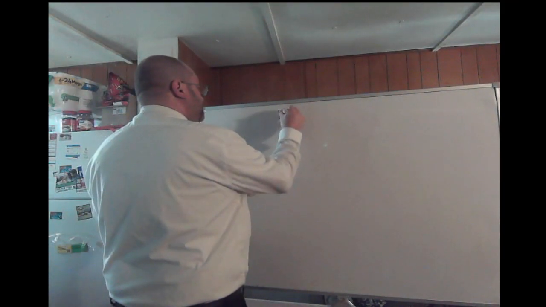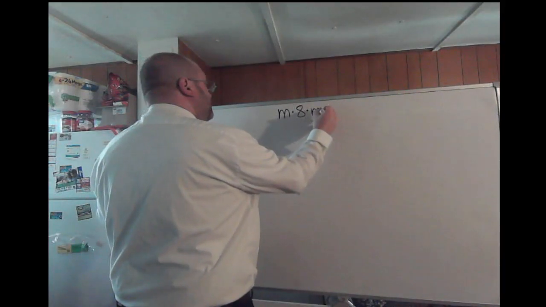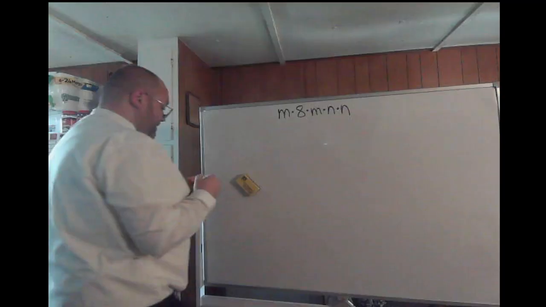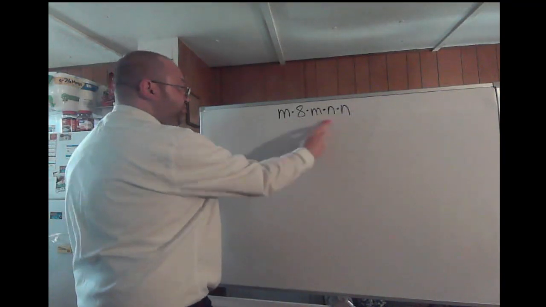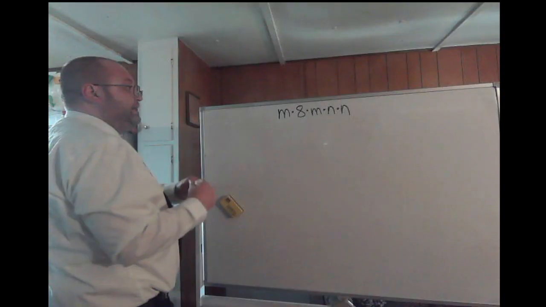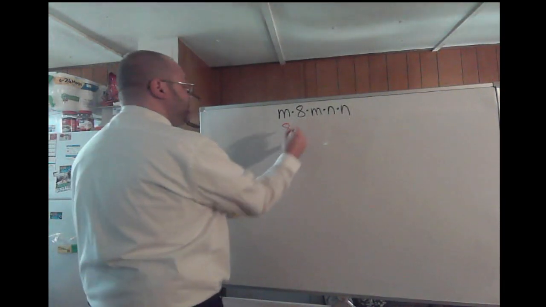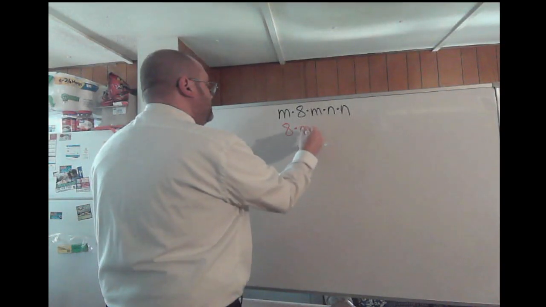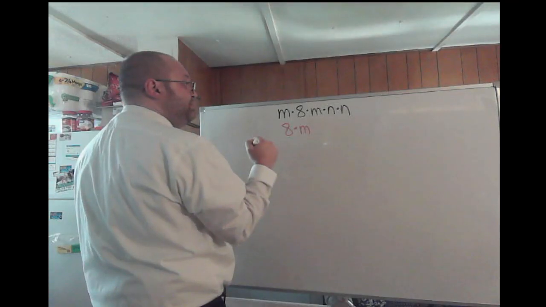We got m times 8 times m times n times n. Okay. So we have a constant here, and we got two bases being multiplied repeatedly. So of course the constant hangs out, becomes part of the multiplication. Now let's go in alphabetical order. Let's start with base m. So you have 8 times m, but to what power? How many times is m being multiplied?